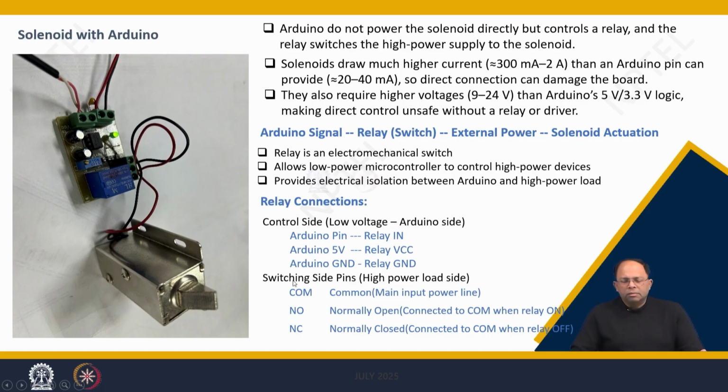And on the other side, the high powered switching side, there are 3 connections. One is COM, the main input power line that comes to that particular relay, and then there are NO and NC. NO is normally open and NC is normally closed. That means with normally open, when we close the connection, only then will the power be supplied. If it is normally closed, then the relay is off and no power is supplied to the solenoid.